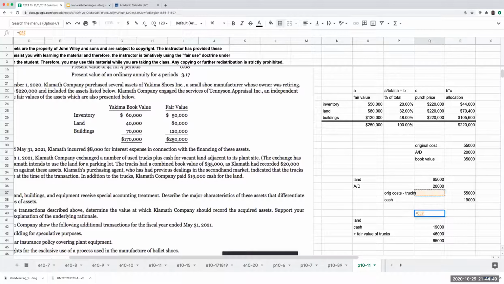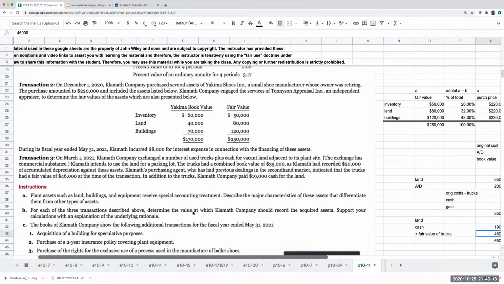So in this part here, what I would end up with is a gain of 11,000. I'm not being asked for that, but that's what would end up happening. So my land has a value of 65,000, which is the cash plus the fair value of the trucks. Okay, now let's go back and answer some of these more verbose answers.